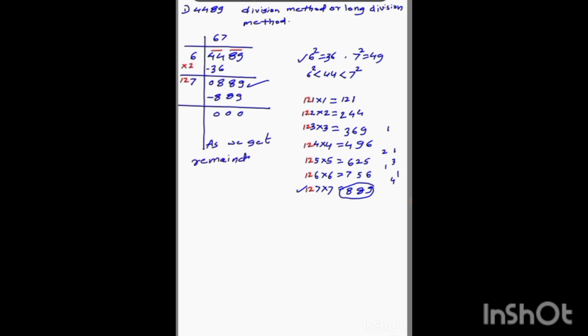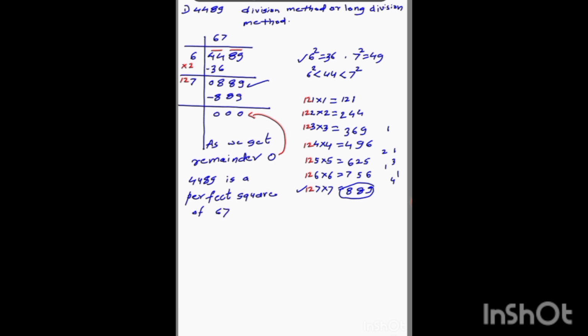As we get a remainder 0 for the given number 4489, it is a perfect square. We are dealing with the original number, and it is a perfect square of what? Provided this remainder is 0, it is the perfect square of 67.